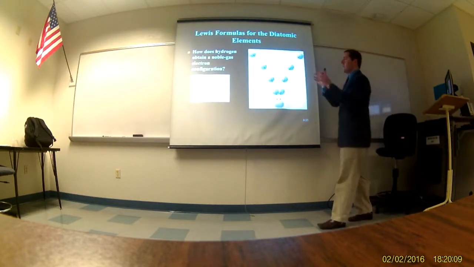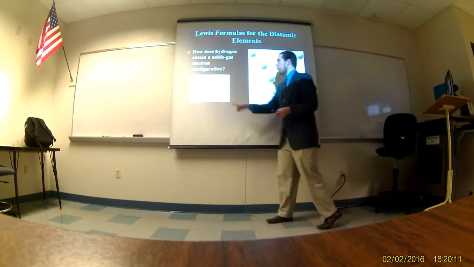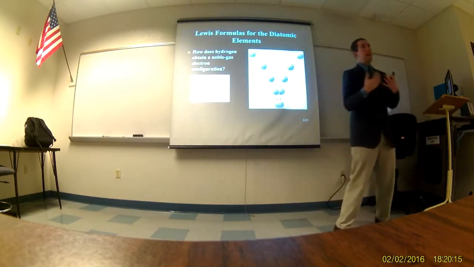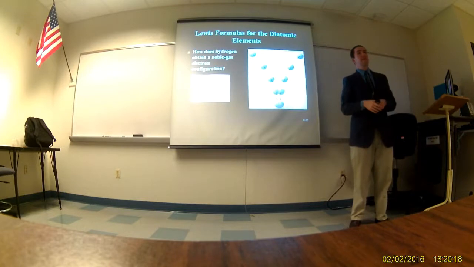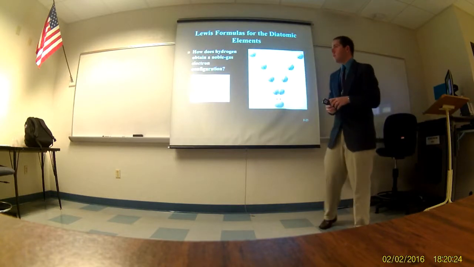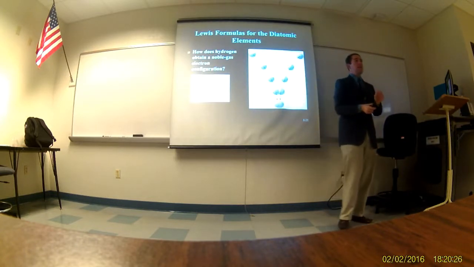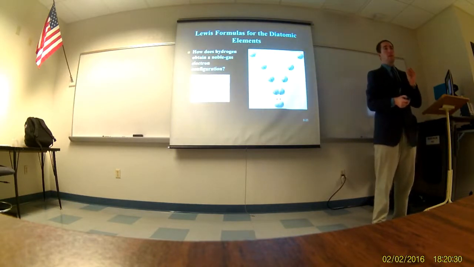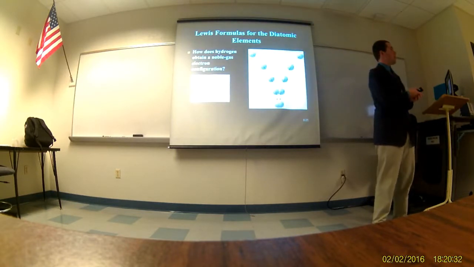So let's start with the simplest one possible. Hydrogen and hydrogen. Hydrogen's diatomic. We said hydrogen by itself exists as H2. So the first thing you need to do when you start to draw these is look at each individual atom and figure out how many valence electrons it brings. So how many valence electrons does a hydrogen atom have?